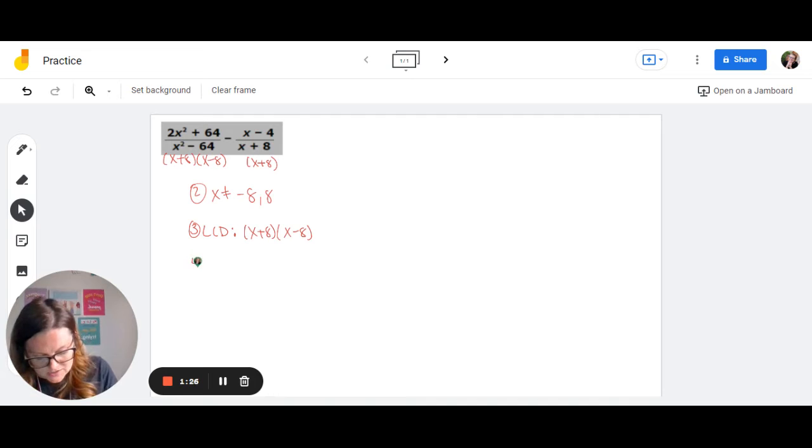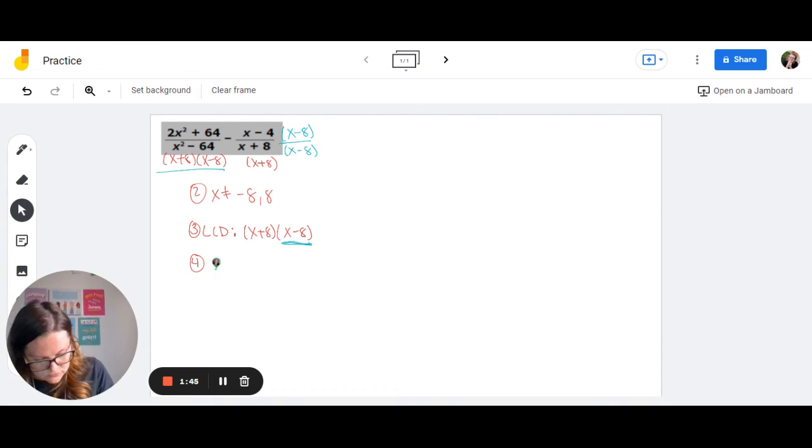Step 4 is to make both the fractions match that least common denominator. So my first denominator matches it, so I'm good to go. The second one is missing that x minus 8, so I need to multiply the numerator and the denominator by that x minus 8. Now I'm going to go ahead and rewrite it with that least common denominator.